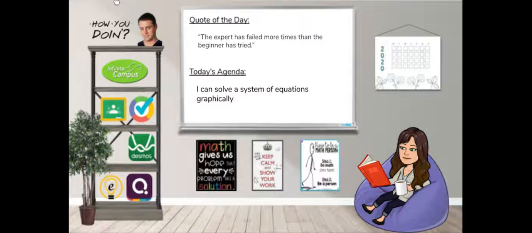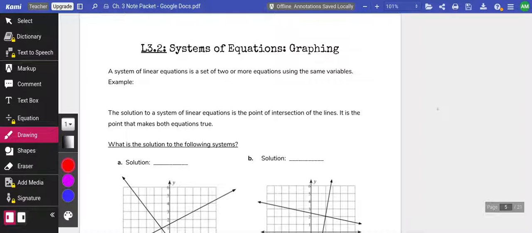And let's get ready to look at our lesson 3.2. So looking at lesson 3.2 here, we're going to graph a system of linear inequalities. Now, a system of linear inequalities is a set of two or more equations using the same variables.